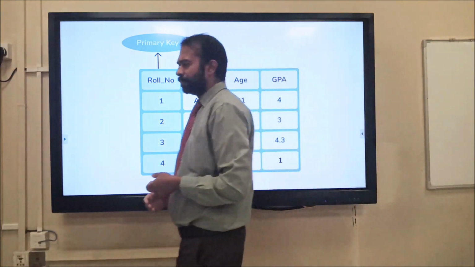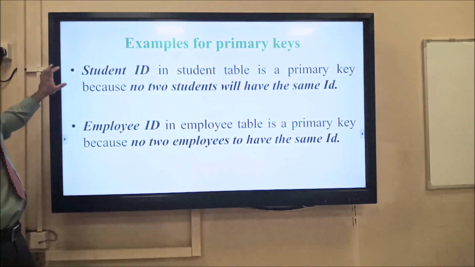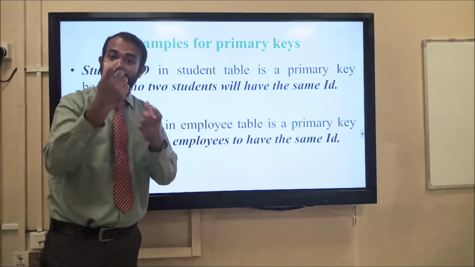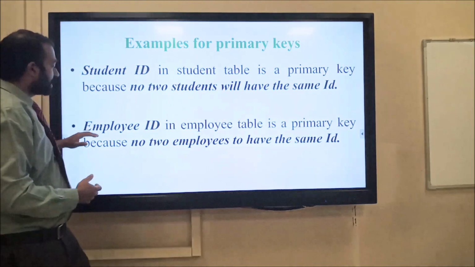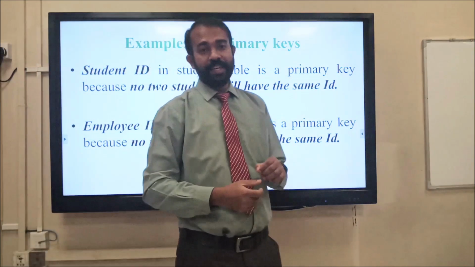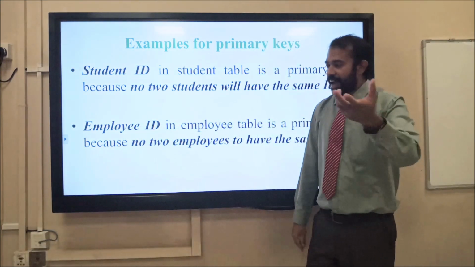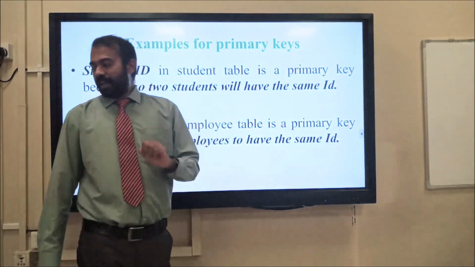So now consider different examples. If you are considering a table, a student ID, like your ID card, your student ID is itself a primary key. Or if you are considering an employee ID, if you are a working person, that employee ID can also be considered as a primary key. Got it?